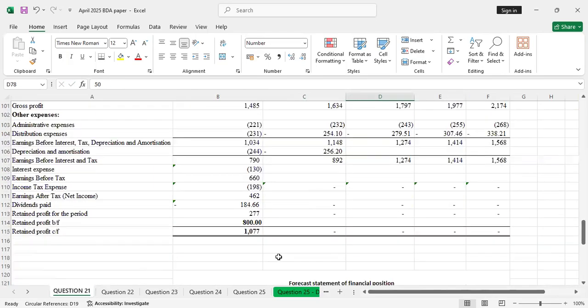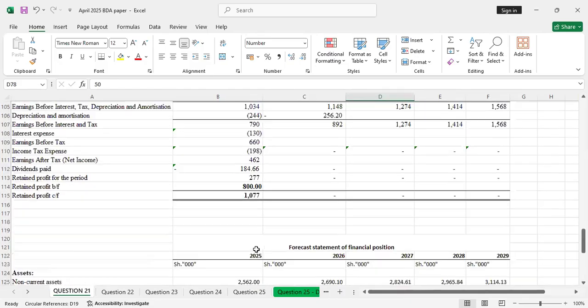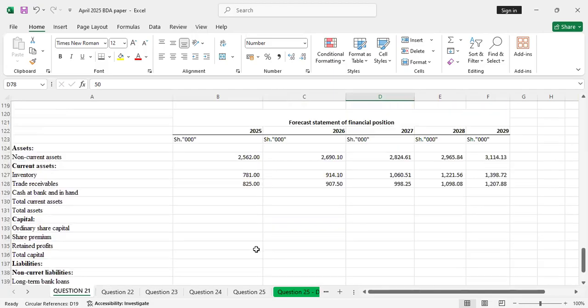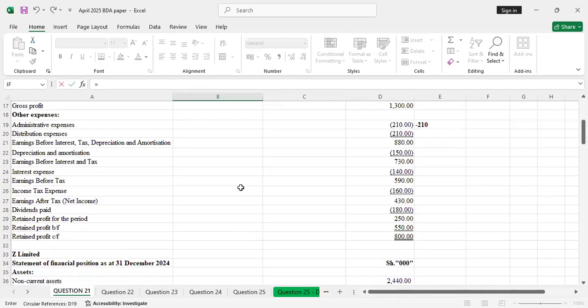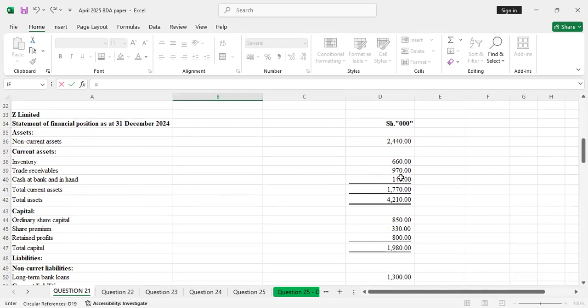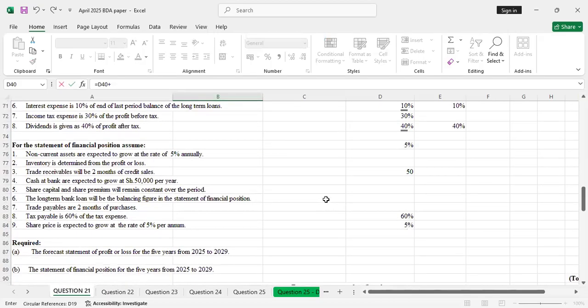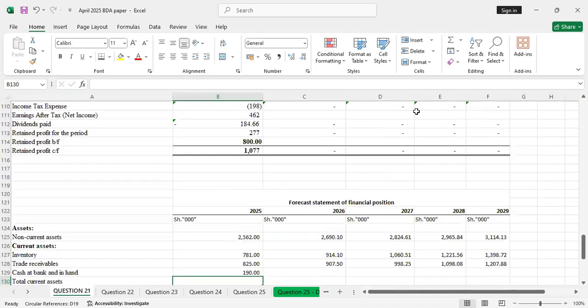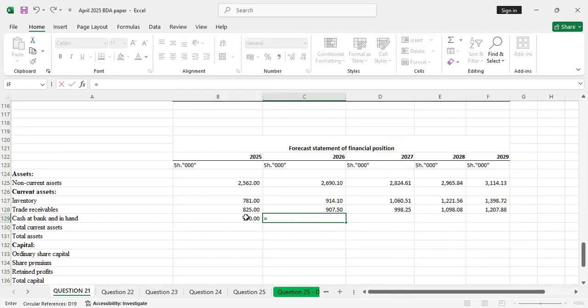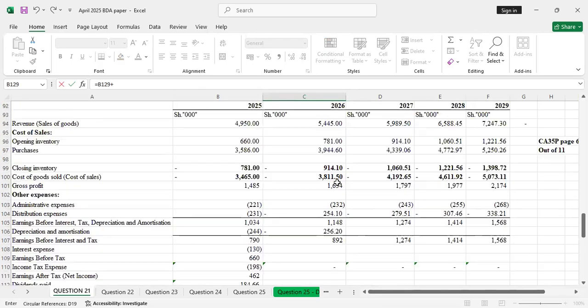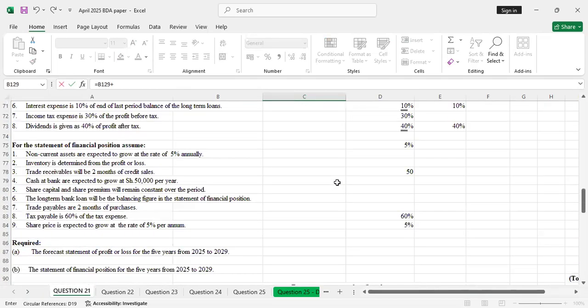Remember, if you make such a mistake, then you won't get it correct. So you say equals to the previous year, cash and bank was 140. You add 50 because it's growing at 50 per year. So every year there's an increase of 50,000. So you add that 50 to get 190. That makes sense. For this also it will be 190 plus 50. You can even lock that cell with 50.